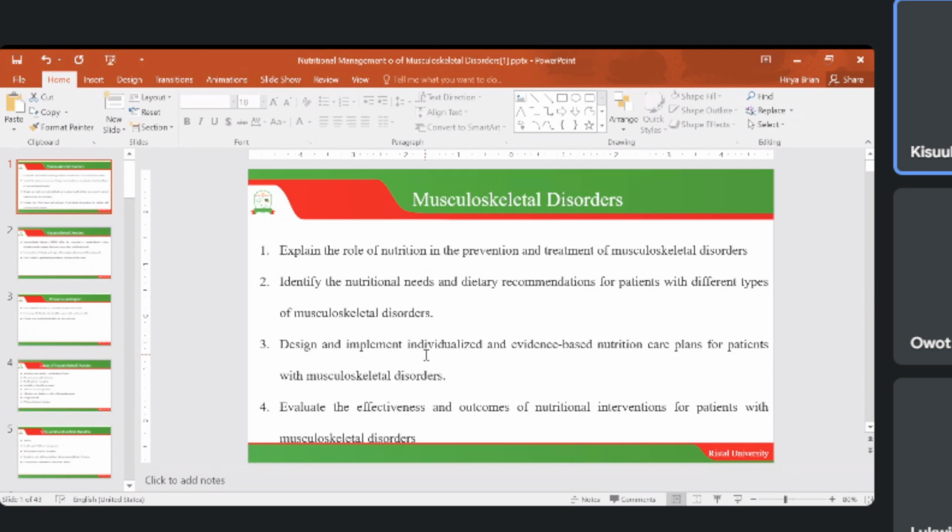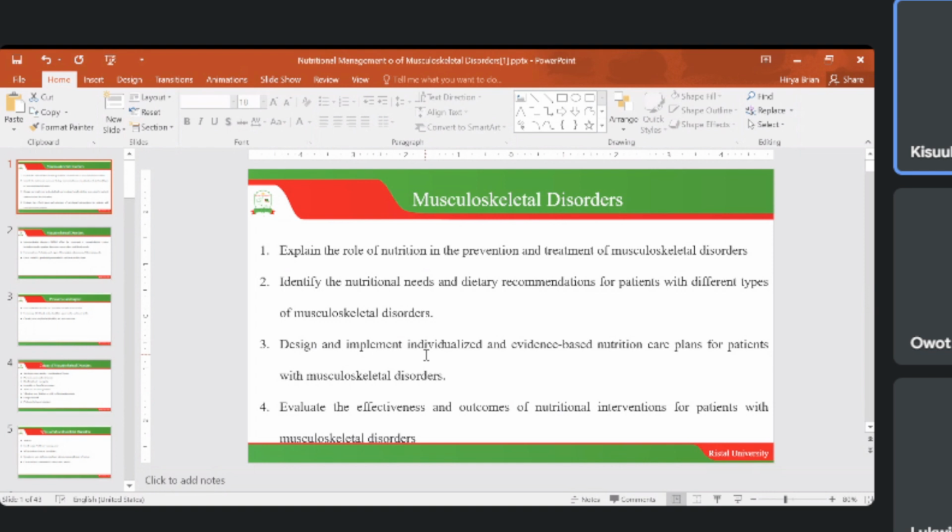So today, really, we are going to be looking at musculoskeletal disorders. When you hear the word musculoskeletal, really what comes to your mind is muscles and the skeletal system, I should say. Really, today we want, by the end of our engagement, to be able to explain the role of nutrition in the prevention and treatment of these musculoskeletal disorders. And also, we expect you to be able to identify the nutritional needs and dietary recommendations for these people who will come with the different types of musculoskeletal disorders.